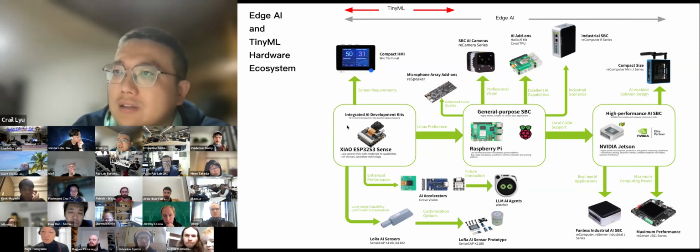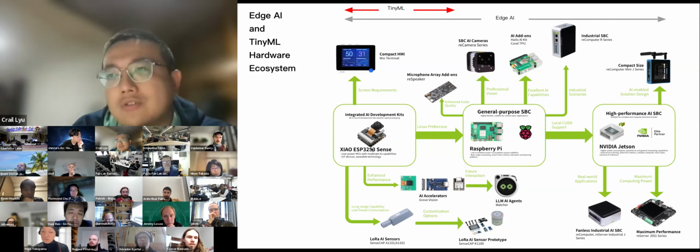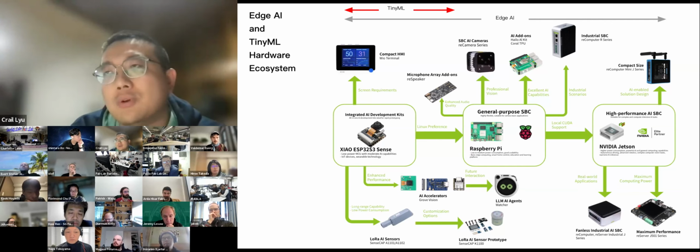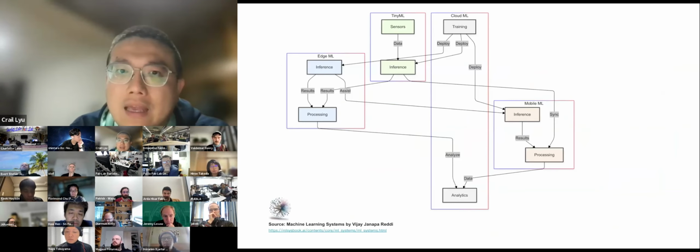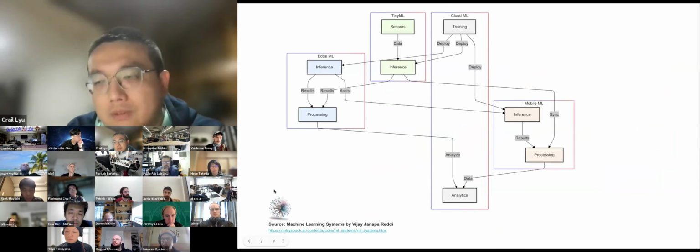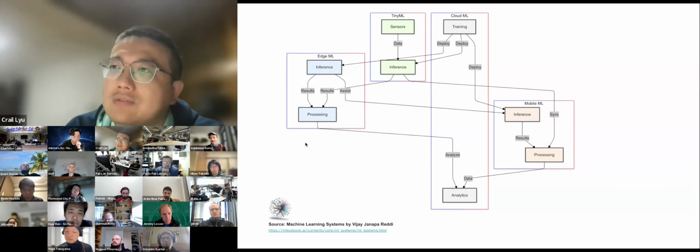So this is actually the most popular product, the boards that we introduced here. You can use less than $10 to build your own tiny machine learning model by yourself. And if you go to the structure of the machine learning system, edge machine learning is really the beginning of those kinds of things.